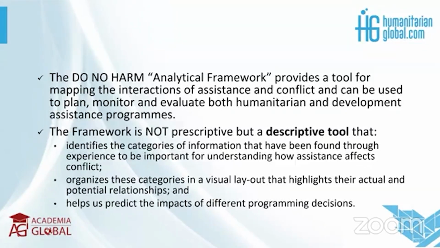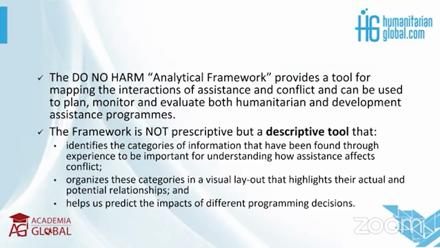As you plan, you can use this tool to find out whether your intervention will maximize the positive impacts or will increase the negative aspects related to conflict. You can use it to monitor: are our activities conflict sensitive? Are we taking into consideration the relationship dynamics between and among the groups that we are working with? You could also use it at the end of your intervention, or at the midterm, to evaluate to what extent our intervention has been conflict sensitive.